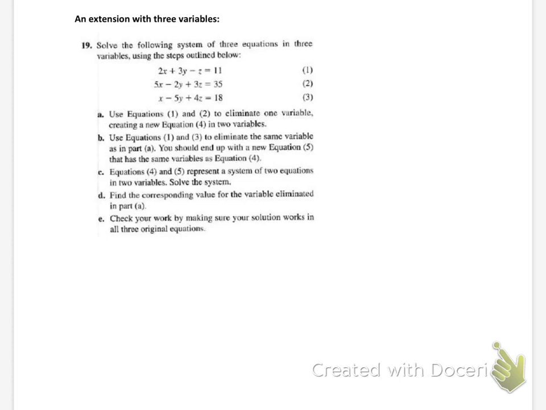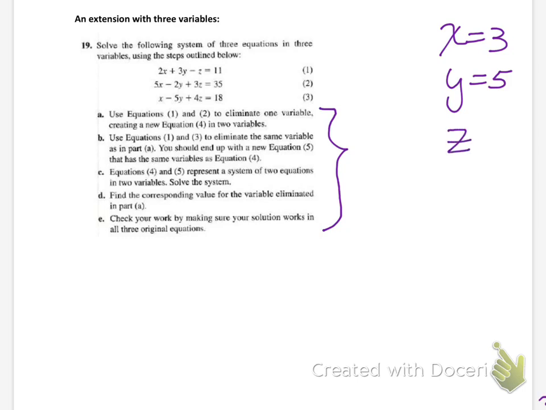Okay, this last page I thought was very interesting because they're giving us 3 equations and 3 variables. And they walk you through this very nicely. So I will say that you should definitely follow this. Follow it exactly to the T. And when you do that, you should be getting the following answers. Your x should equal 3, your y should equal 5, and your z should equal 10. See if you can follow these steps as they are laid out and get those same answers.